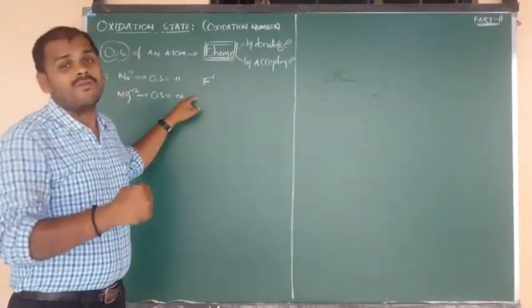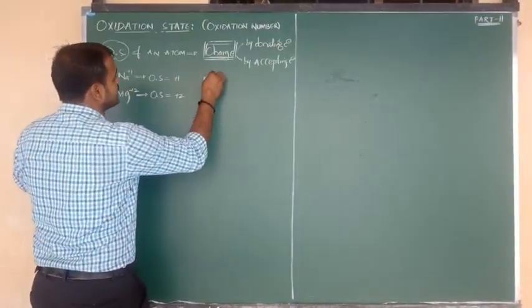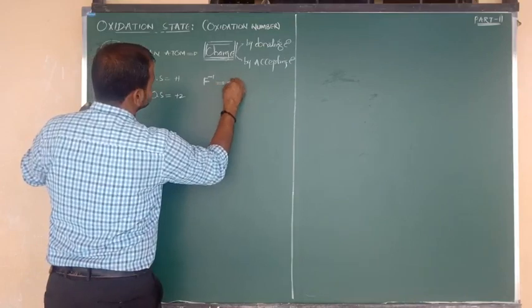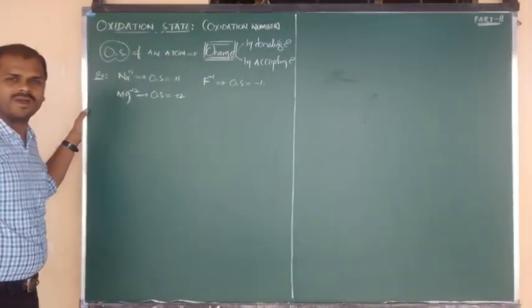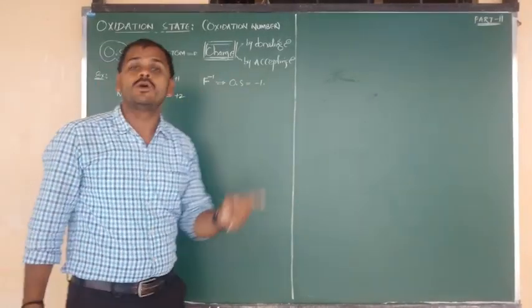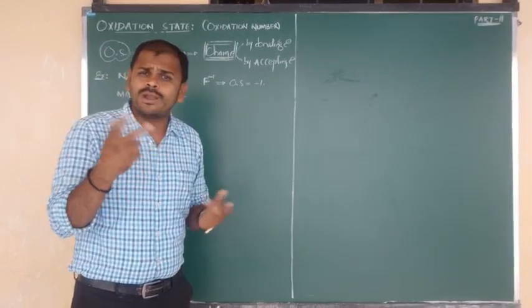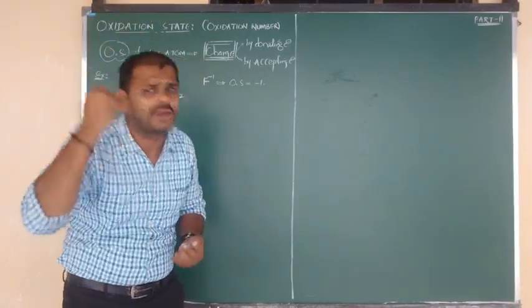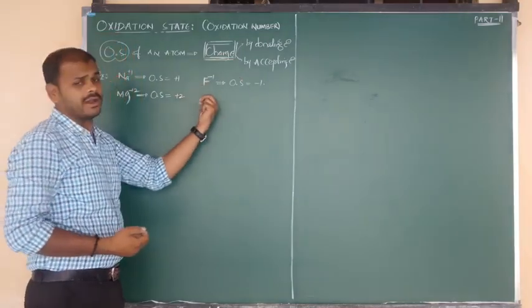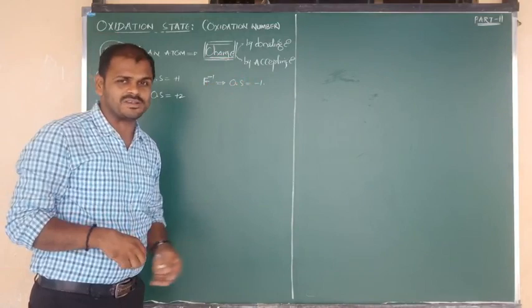By the gain of 1 electron, fluorine has the charge -1. That means fluorine's oxidation state is equal to -1. Sir, why does fluorine get only 1 electron? Fluorine has atomic number 9. What is neon? 10. So to get the neon stable configuration, it requires only 1 electron. By the gain of 1 electron, fluorine has the charge -1, and that is equal to the oxidation state.